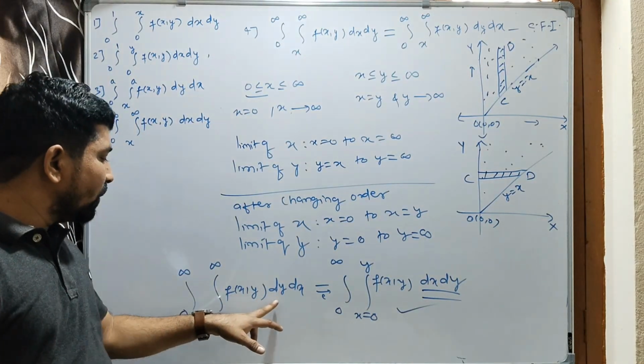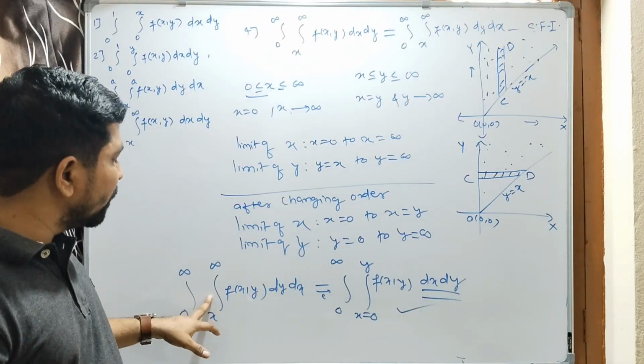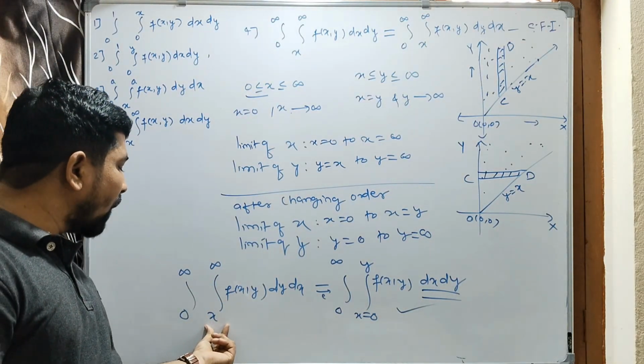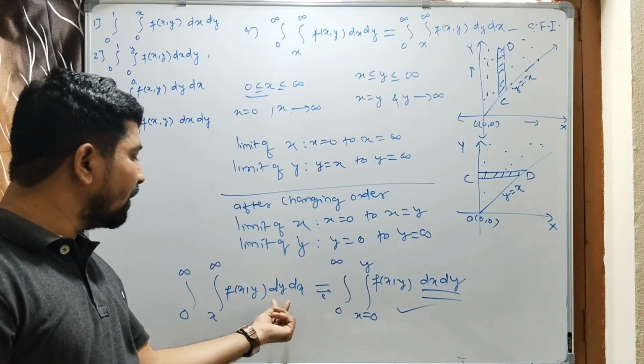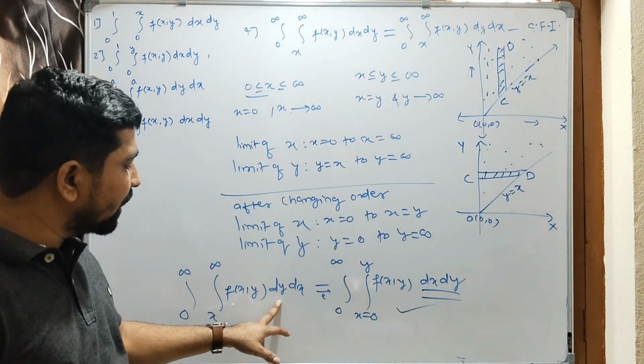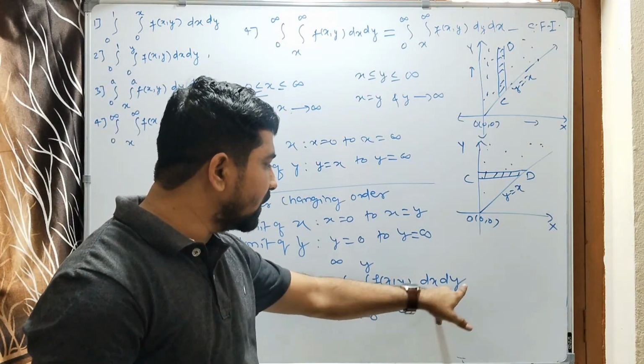So integration with respect to y has limits in the x variable. These are the limits of y in the x variable. That's why we integrate first with respect to y and then x. Now I am changing from dy dx to dx dy, so first integrate with respect to x and then y.